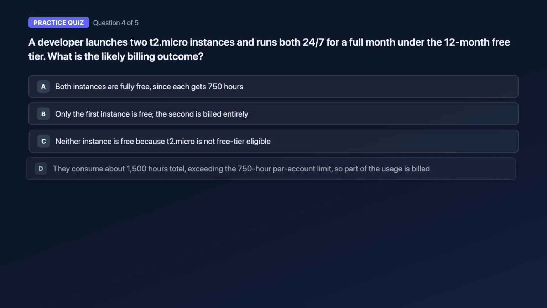Question 4. A developer launches two T2.micro instances and runs both around the clock for a full month under the 12-month free tier. What is the likely billing outcome? Is it A, both instances are fully free since each gets 750 hours, B, only the first instance is free and the second is billed entirely, C, neither is free because T2.micro isn't eligible, or D, they consume about 1,500 hours total, exceeding the per account limit, so part of the usage is billed. Got your pick? Let's see.